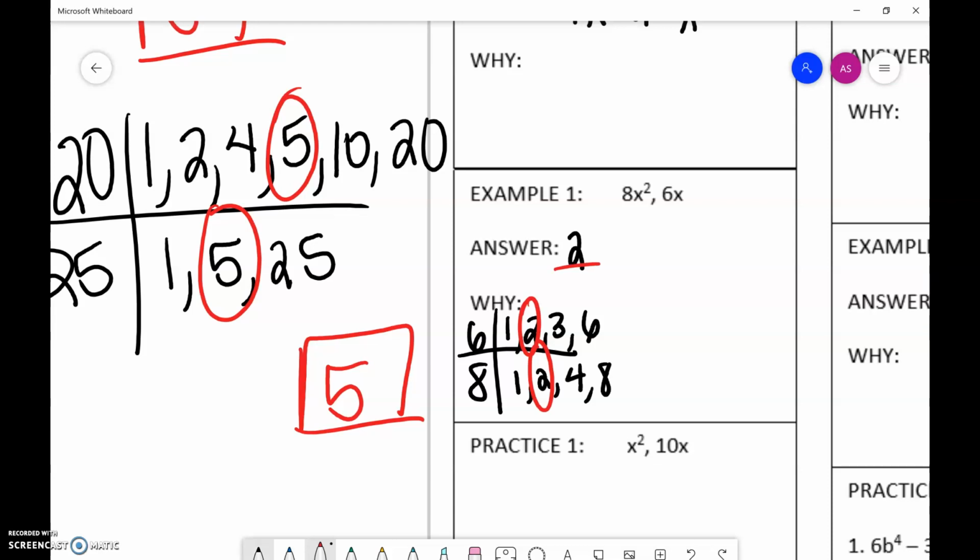And again, for my x's, we have x times x, and we have x. So we have 1 x that they have in common.